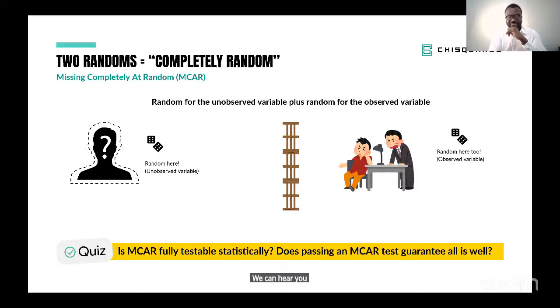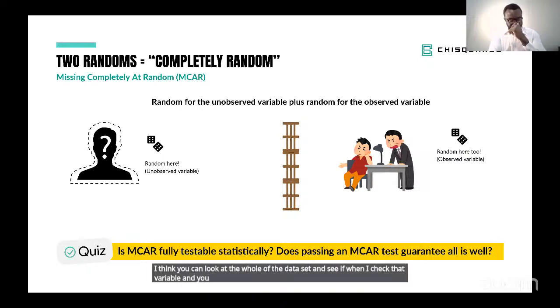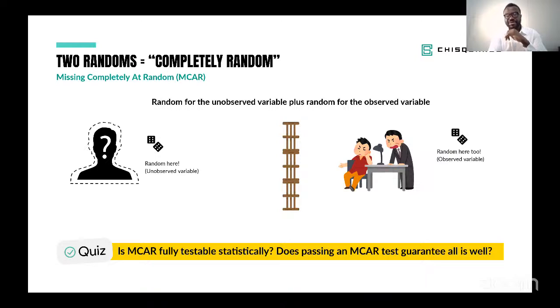I think you can look at the whole of the data set and see if, where you take that variable and you analyze it, you get a significant estimate. Okay, thank you. Any other perspectives?